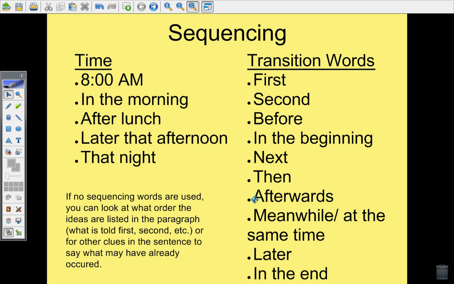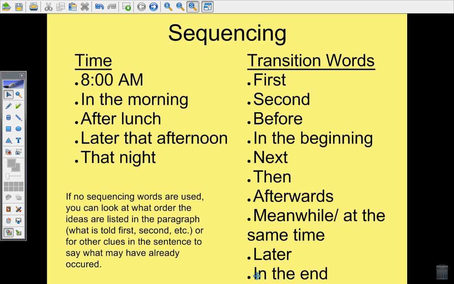Afterwards is again letting you know that something comes next. Words like meanwhile or at the same time lets you know two things are happening at the exact same moment in the sequencing. They're both happening simultaneously. Later lets you know something's coming toward the end, and then in the end lets you know you're at the end of your sequencing.